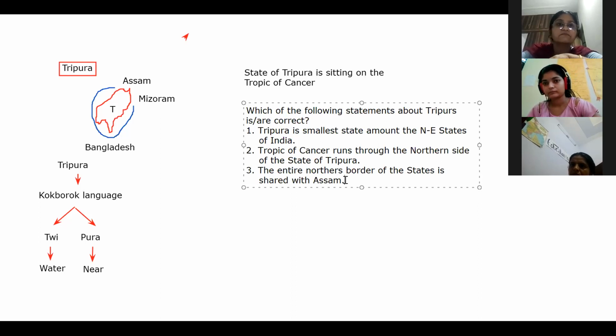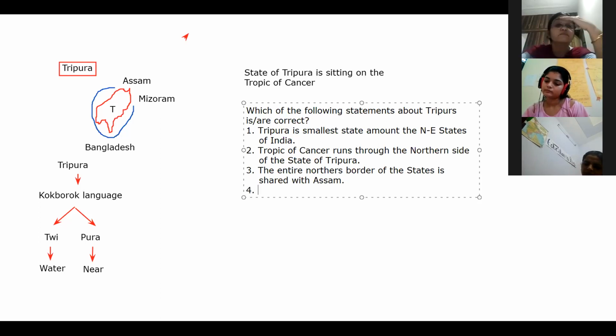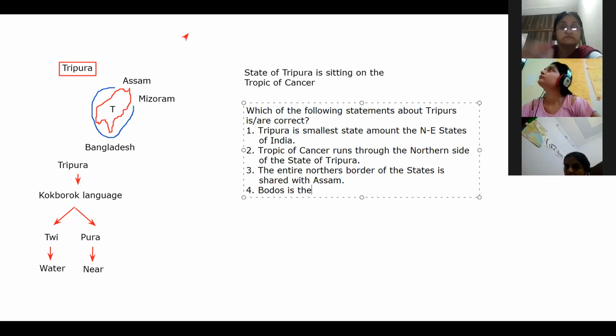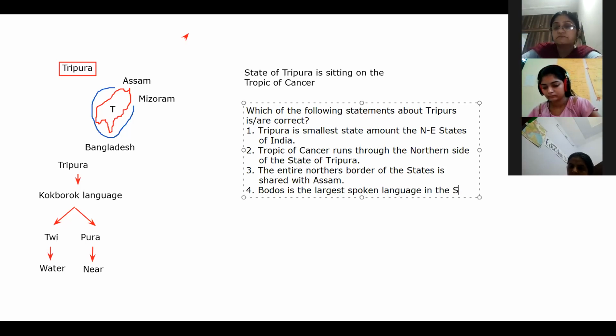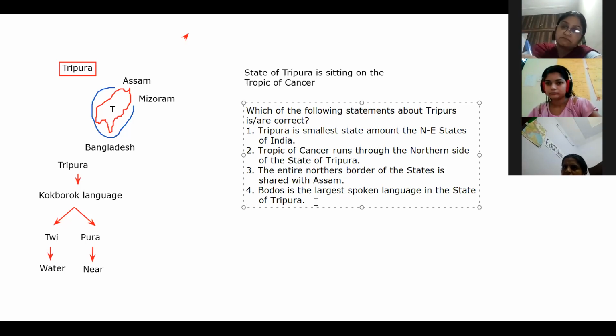And let's suppose these are the three statements. Fourth can be that Bodo is the largest spoken language in the state of Tripura. Let's suppose the fourth is this. So there are the codes.